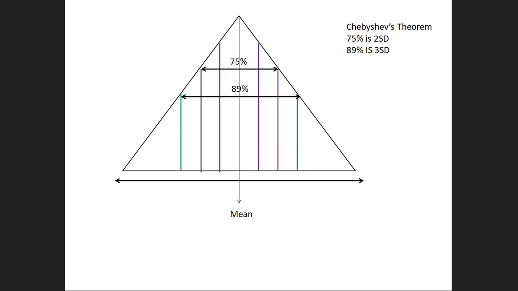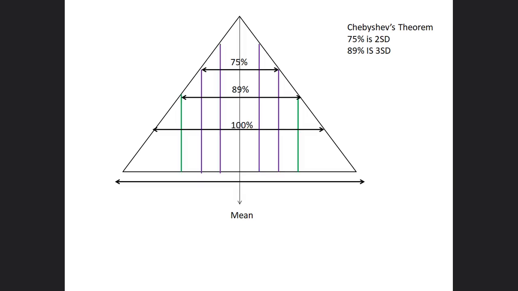The second part of the Chebyshev theorem says 89% is within 3 standard deviations. So we're going to draw a line across the third line from the left to the right, which would give us the 89%. To complete the triangle to 100%, we're going to draw a straight line from one side of the triangle to the other side and mark it as 100%.